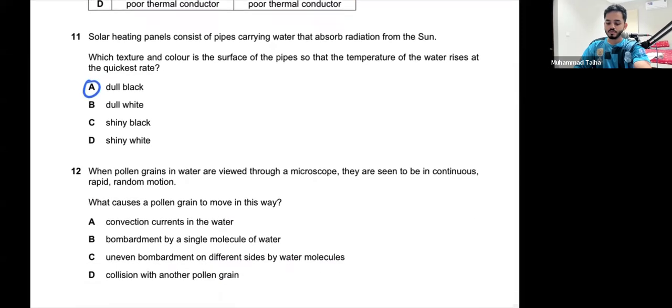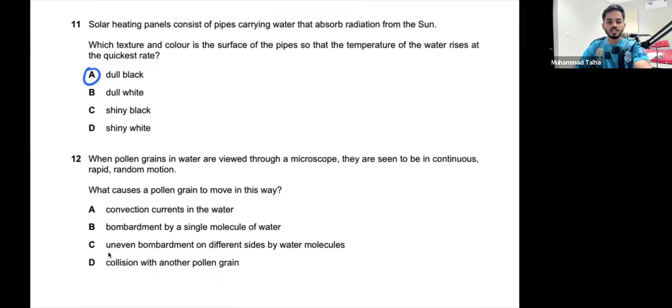Next, when pollen grains in water are viewed through a microscope, they are seen to be in continuous, rapid, random motion. What causes a pollen grain to move in this way? So this is bombardment by the water molecules, right? That's what causes the movement like this. And again, this is some stuff which is only IGCSE. It's not in the O-level syllabus, and it's bombardment by the water molecules.